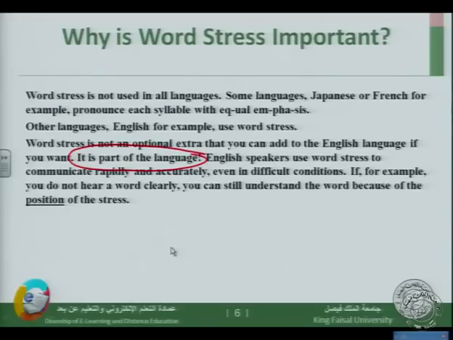You cannot understand or master the English language without stressing the exact stressed words or syllables. English speakers use word stress to communicate rapidly and accurately, even in difficult situations and conditions. If, for example, you don't hear a word clearly, you can still understand the word because of the position of the stress. Okay?